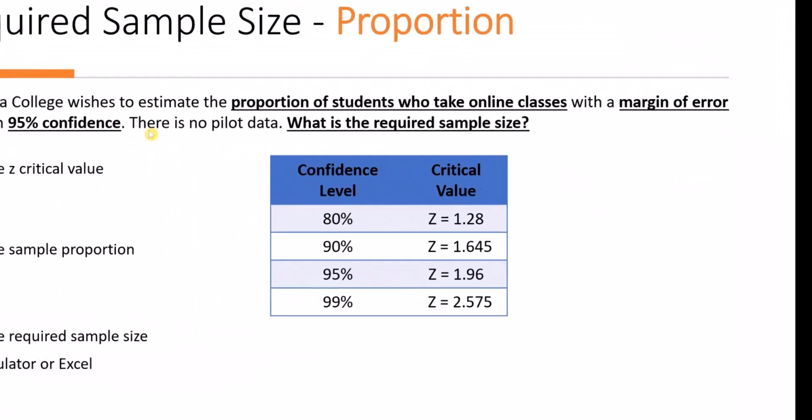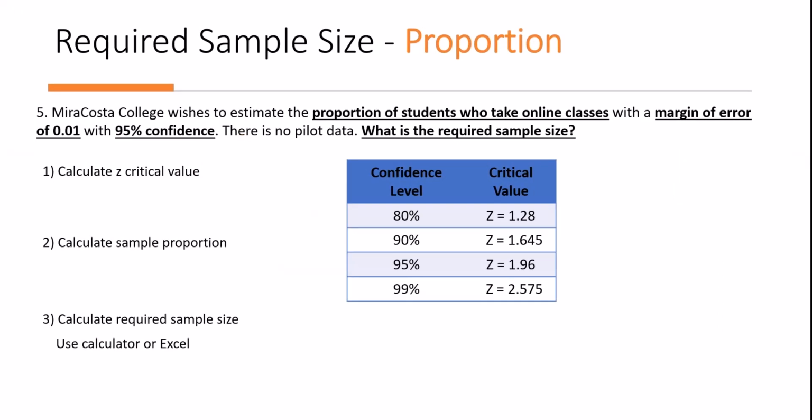Question number 5. The required sample size for a proportion. MiraCosta College wishes to estimate the proportion of students who take online classes with a margin of error of 0.01 with 95% confidence. So there is no pilot data. What is the required sample size?